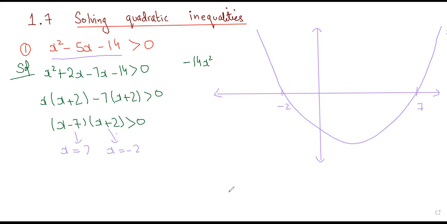Now, this is basically the graph of y equals x squared minus 5x minus 14. Since this part is greater than 0, I can say that y is greater than 0. Now, when y is greater than 0, first of all, I need to highlight that part of the graph. This is my y-axis, this is my x-axis. What do I see? Y is greater than 0. So I am going to talk about this part of the graph.